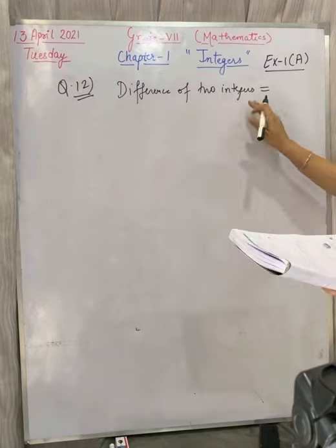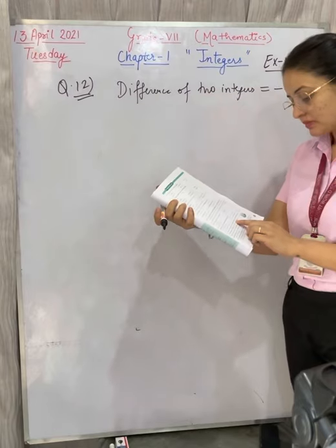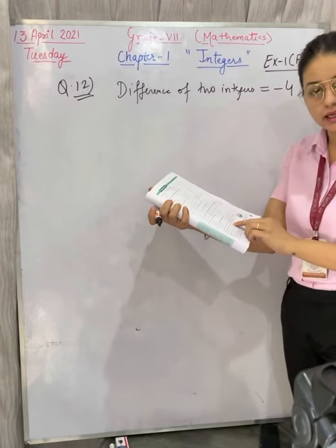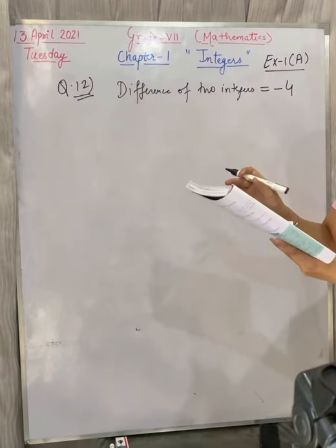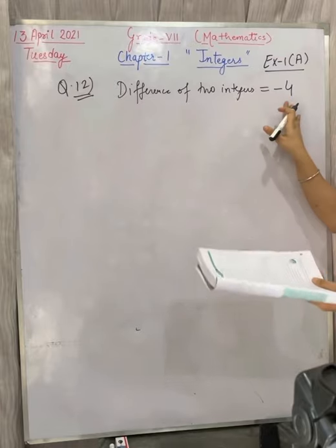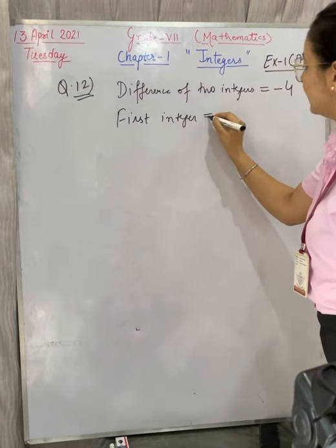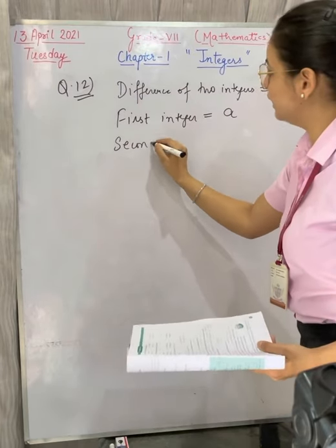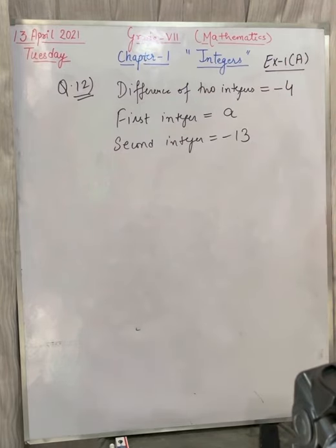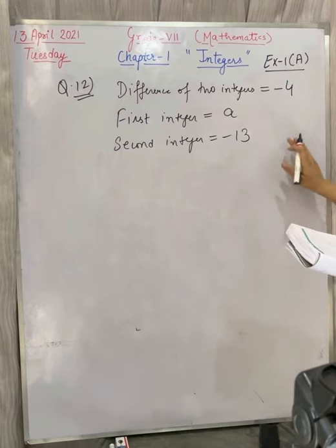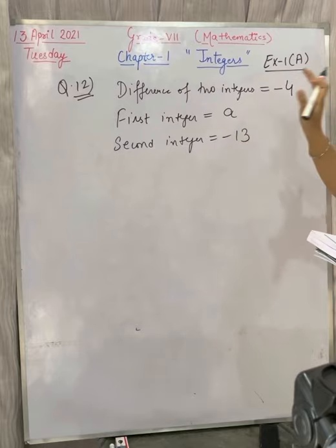Difference of two integers are given, that is minus 4. You have to write this thing. They are saying that the difference of integer a and minus 13 is equal to minus 4. Okay, so write here in this way. First integer is given, that is a, and second integer is also given, that is minus 13. Yes or no? So these are given in the question: difference of two integers, first integer, second integer.